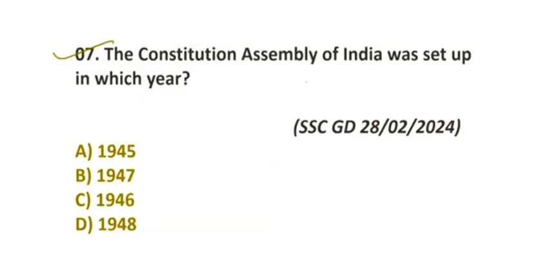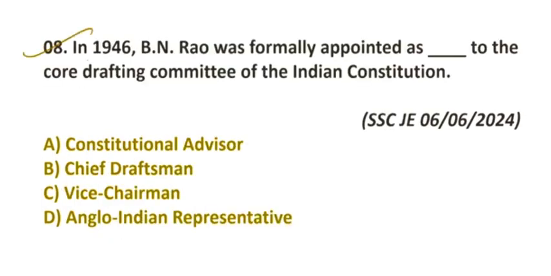Question number 7. The Constituent Assembly of India was set up in which year? Option number C, 1946. Question number 8. In 1946, B.N. Rao was formally appointed as dash to the core drafting committee of the Indian Constitution. Option number A, Constitutional Advisor.